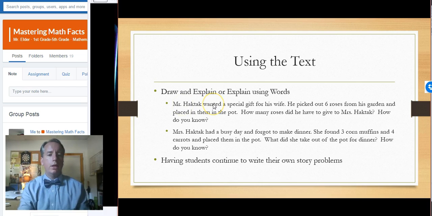So Mr. Hacktack wanted the special gift. He gets 6 roses from his garden. He puts them in the pot. What would that look like when they came out? They're making dinner, so now you see 2 things going into there: 3 corn muffins, 4 carrots. What would they take out? So can you draw it? Can you explain it? And then can you put it into number sentences?